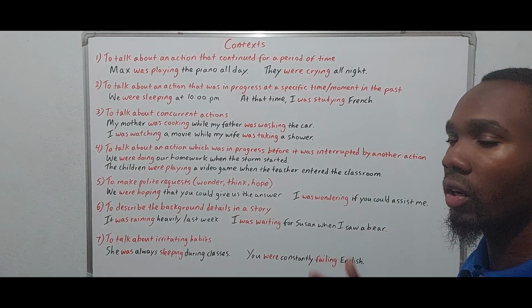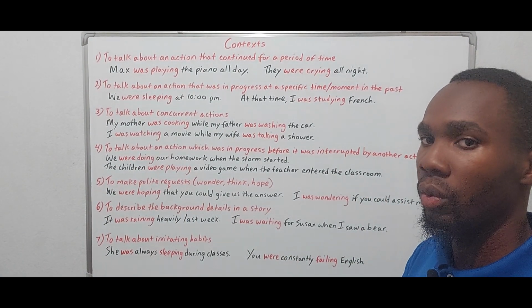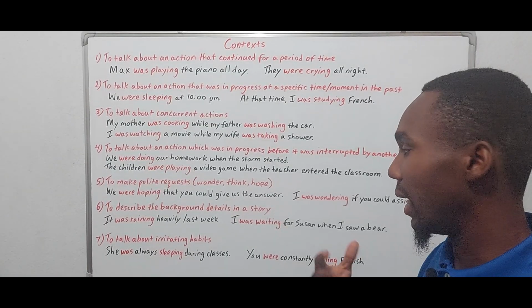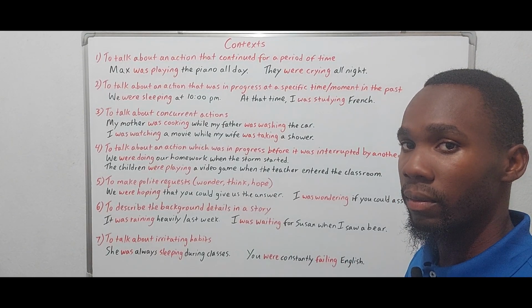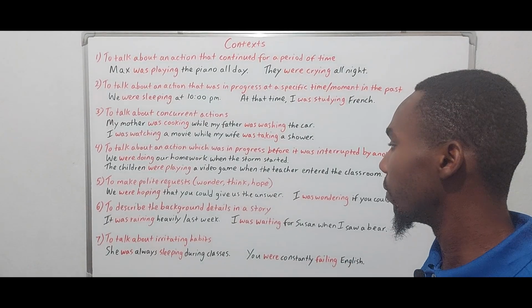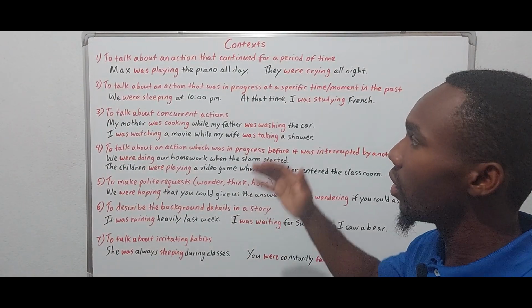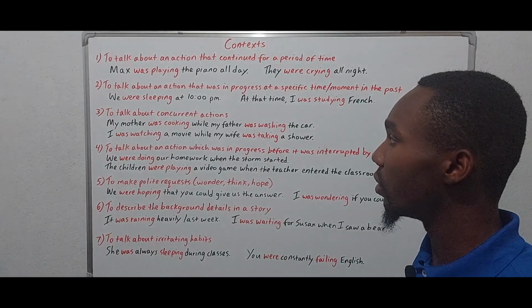So if we want to talk about an irritating habit, but in the past, we utilize the past continuous, right? An action that is constantly done, right? Very good. So these are the contexts in which we utilize the past continuous.